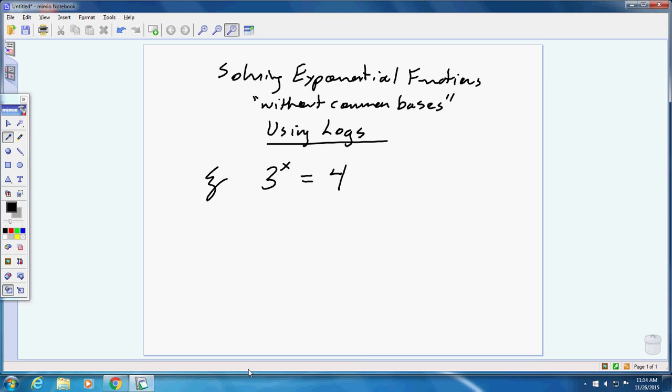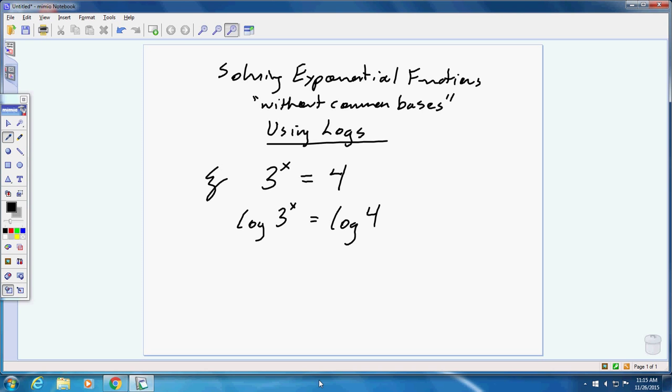So that's, like I said yesterday, why the idea of logs is introduced, so you can solve things that aren't really possible. Okay, just so you've got a complete example in here, we'll say the log of 3 to the x equals the log of 4. So you're going to find out soon that I'll say take the log of both sides. That'll be one of the steps. Take the log of both sides.